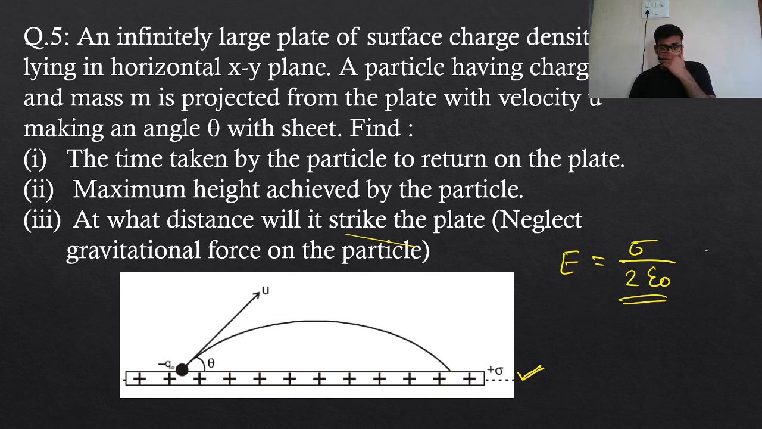The field is in the upward direction. But if you consider this negative charge, the force on the negative charge is F equals Q into E, all of you know that. So that will be in the downward direction. So the force will be sigma Q naught upon 2 epsilon naught.